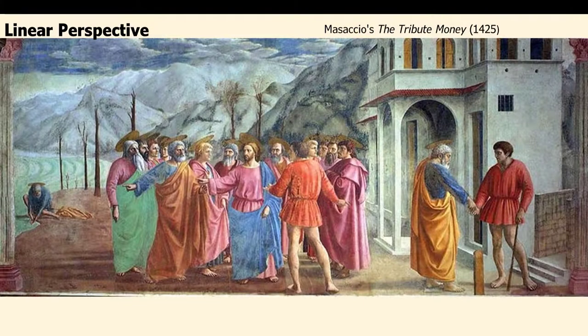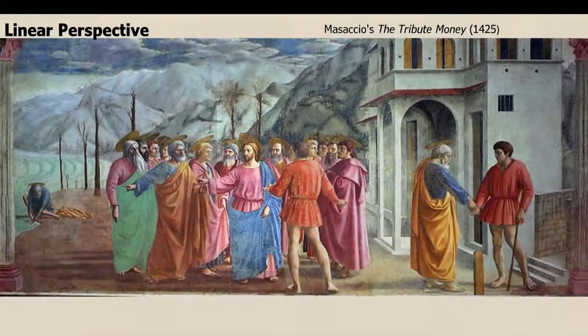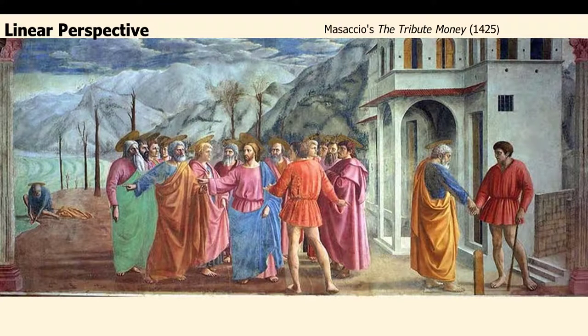In Masaccio's Tribute Money, we see linear perspective used not only to create depth, but also to create a focal point, also known as the vanishing point. All of the lines converge at a point just over the head of Christ, the central figure in the composition. If you took a ruler and drew lines over these diagonals that are created in the image, you would see how the eye is drawn toward a single vanishing point.